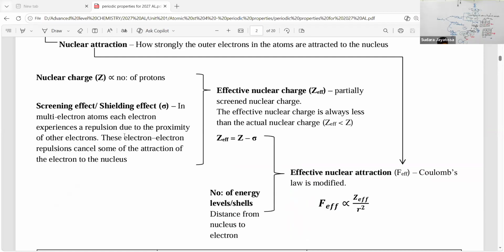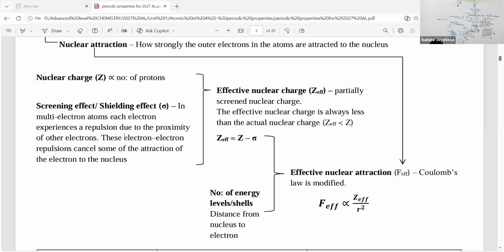But Feff, that's the most suitable way, but that one we can't use. Why? Because Feff is affected by radius. To explain radius, we can't use radius. Simple. That's why we have to use Zeff only. Otherwise, Feff is the best way, but we can't go there. Inside that, we have radius. Clear?